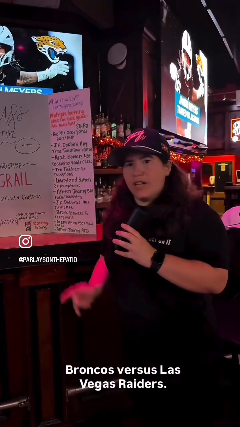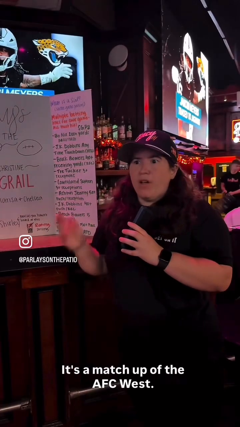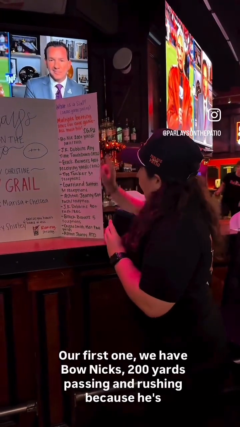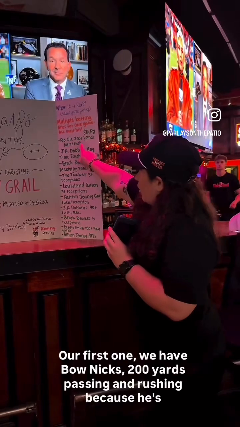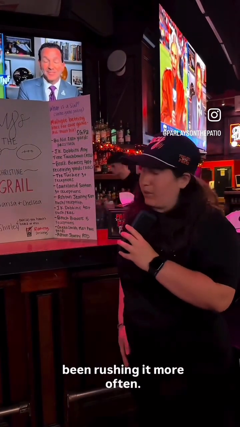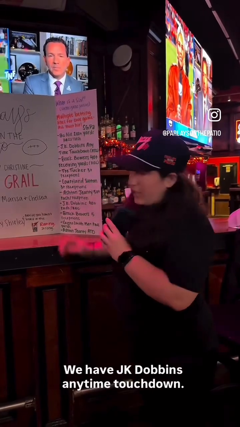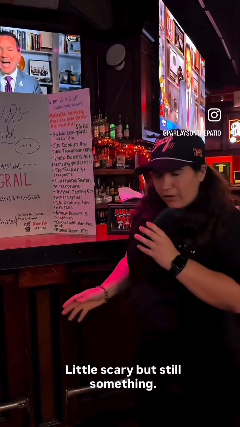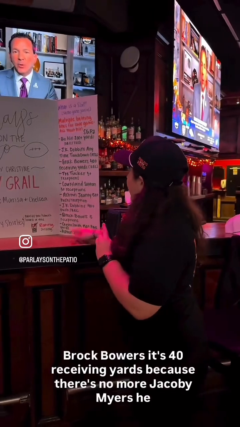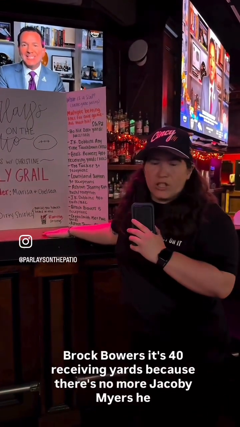Broncos versus Las Vegas Raiders. It's a matchup of the AFC West. Our first one, we have Bo Nix, 200 yards passing and rushing because he's been rushing it more often. We have J.K. Dobbins, anytime touchdown. A little scary, but still something. Brock Bowers, it's 40 receiving yards because there's no more Jakobi Meyers.